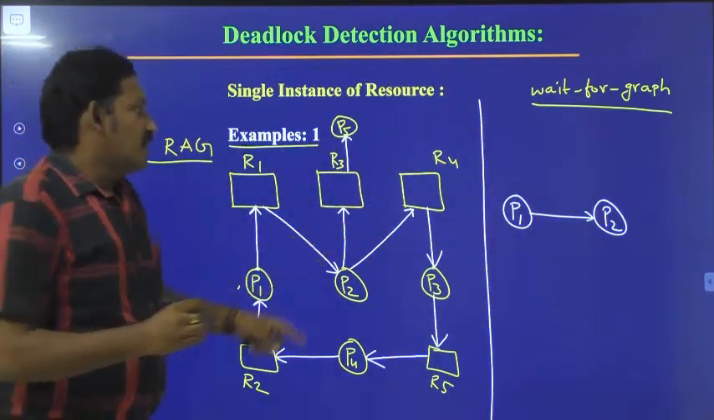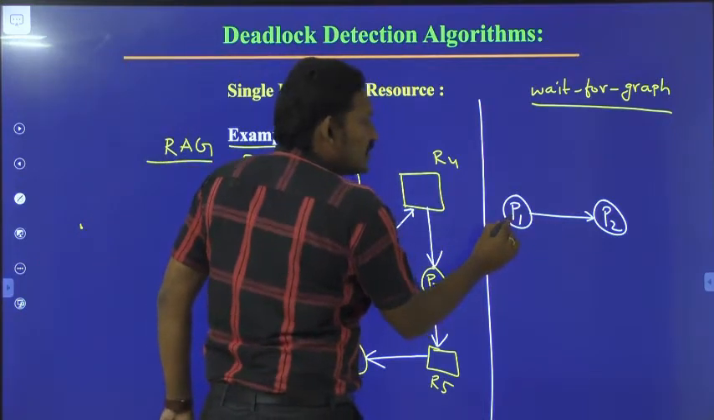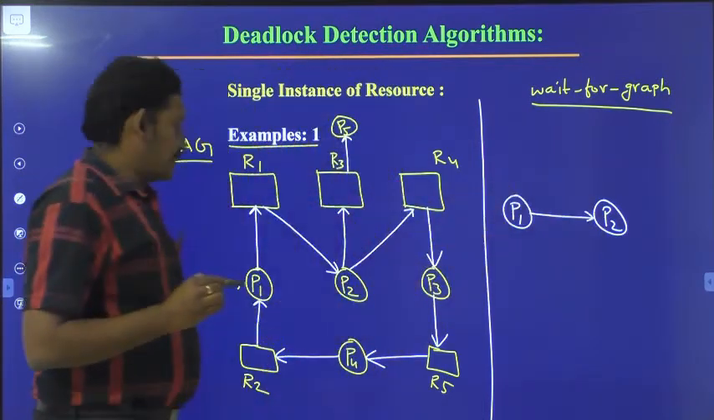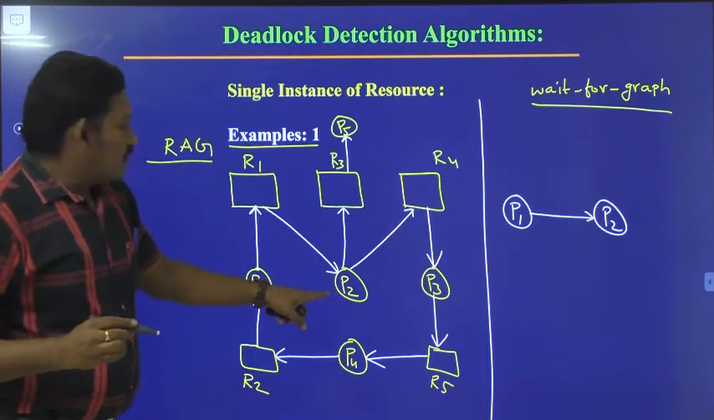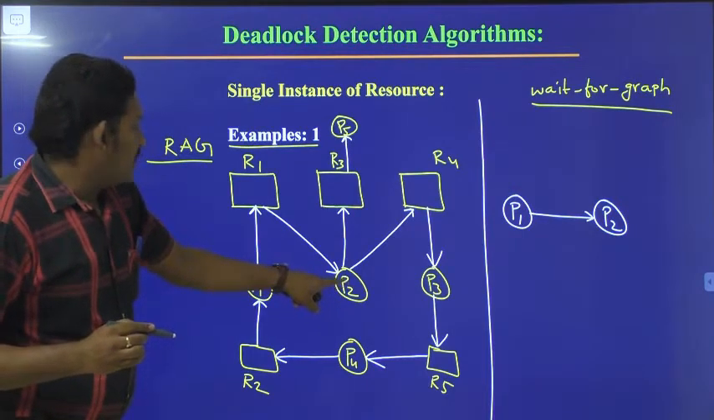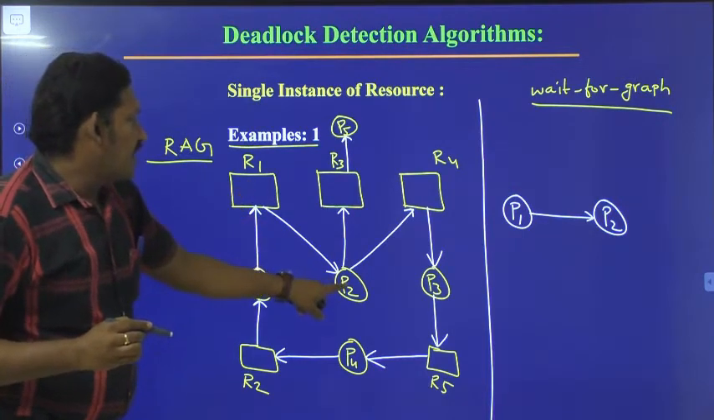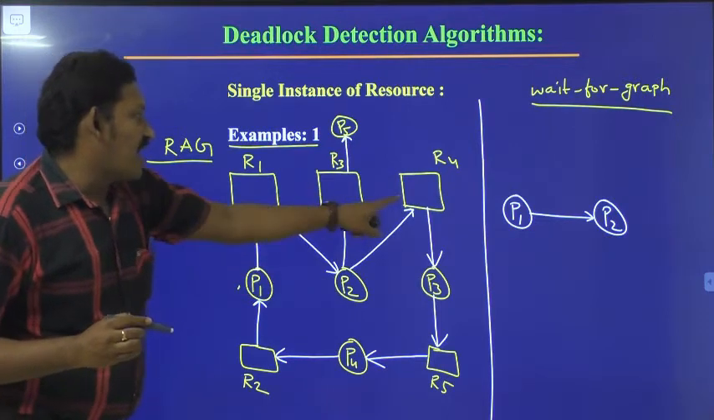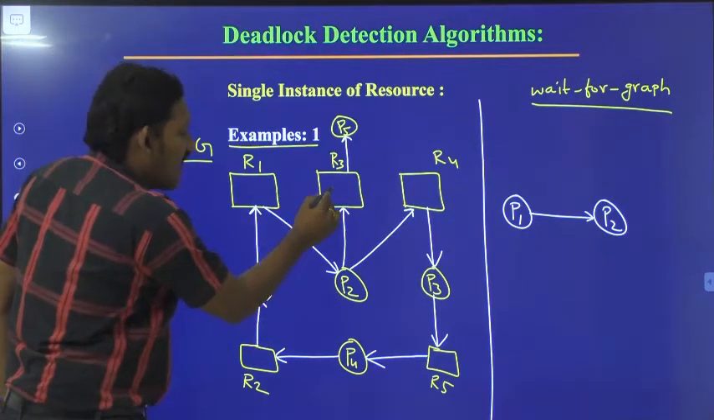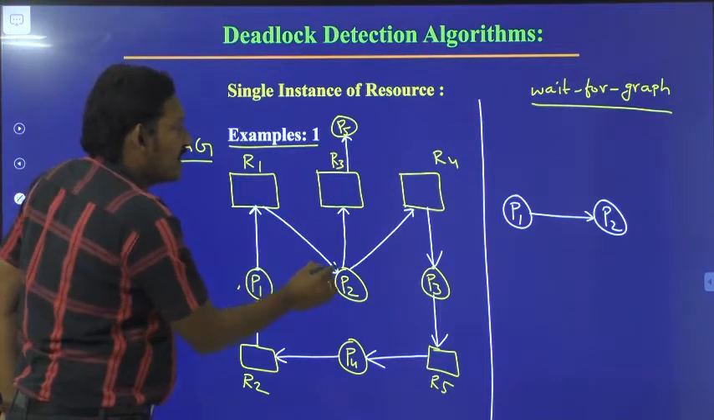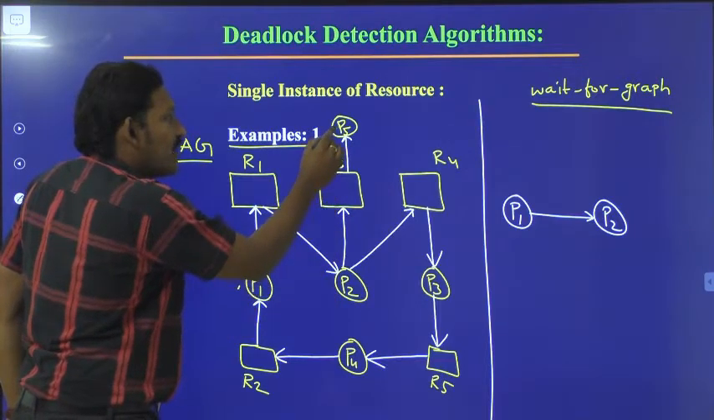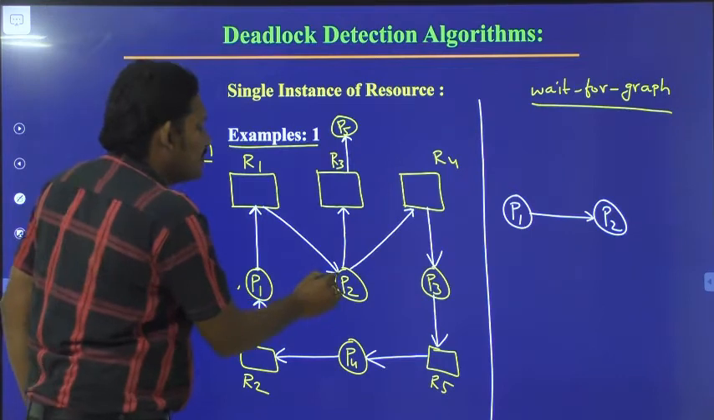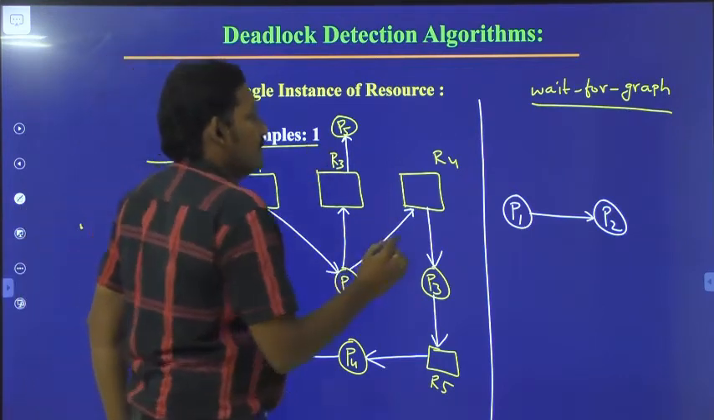How will we read this? The process P1 is waiting for process P2. Then what about P2? P2 is holding resource R1, but it is requesting resources R3 and R4. P2 will get R3 when R3 is released by process P5. So P2 is waiting for P5.